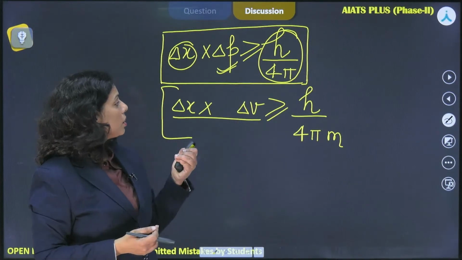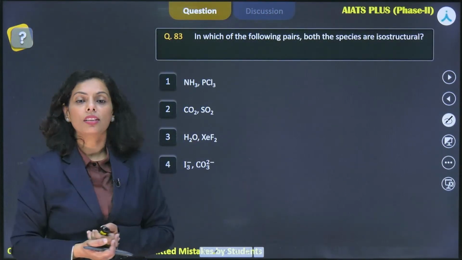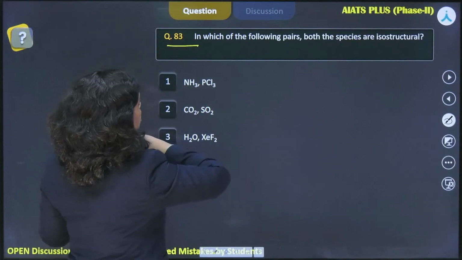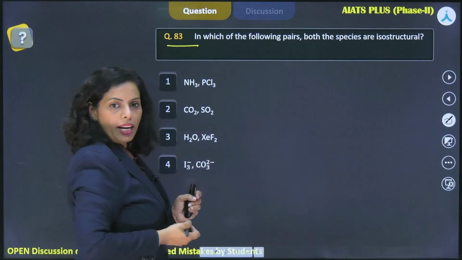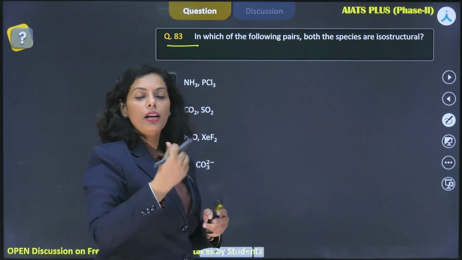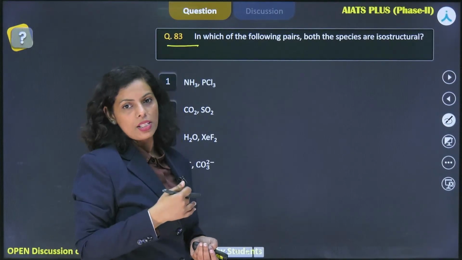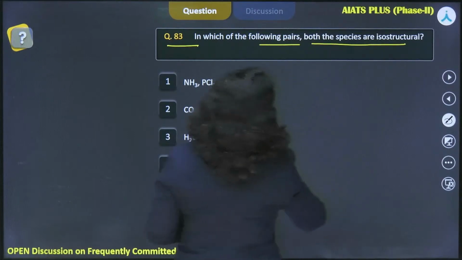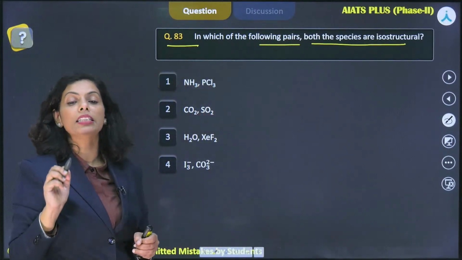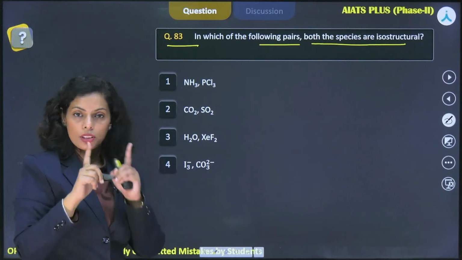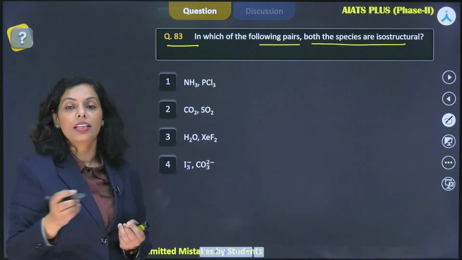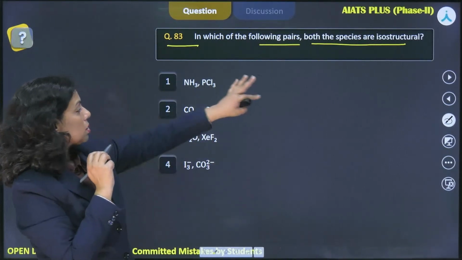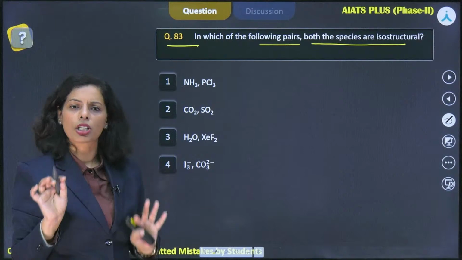Now in continuation, the turn comes for the next question, question number 83, and this question is from the chapter chemical bonding, right? Chemical bonding is a very important chapter and the basis of other chapters of chemistry as well. So the question is, in which of the following pairs are both the species isostructural? Isostructural means they have the same structure, and sometimes it is also considered that they should have the same hybridization as well. But in this question, because hybridization is not mentioned, we'll be looking at the structure only.